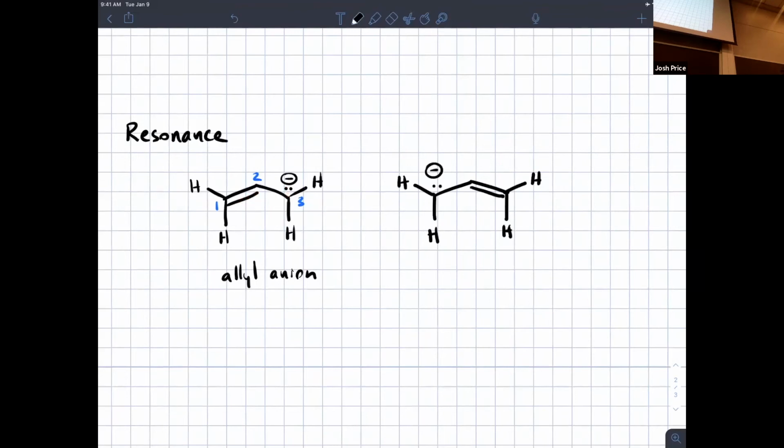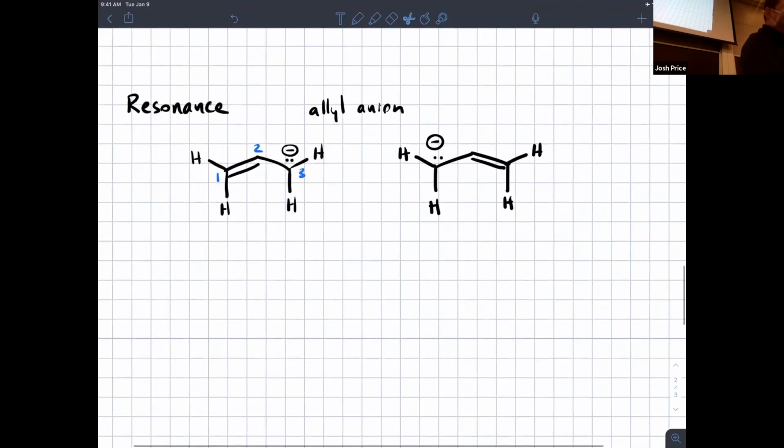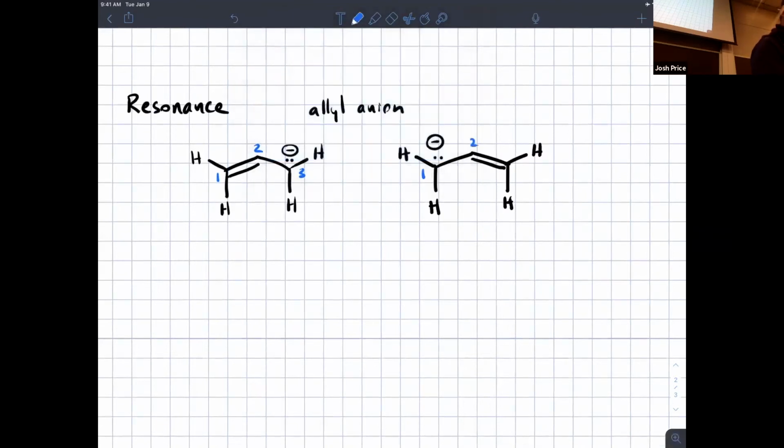I think you have some experience with resonance structures from Gen Chem, so I've decided to abbreviate that and what we're going to talk about in class. If you struggle with drawing resonance structures, you really should fix that because it will be important going forward.